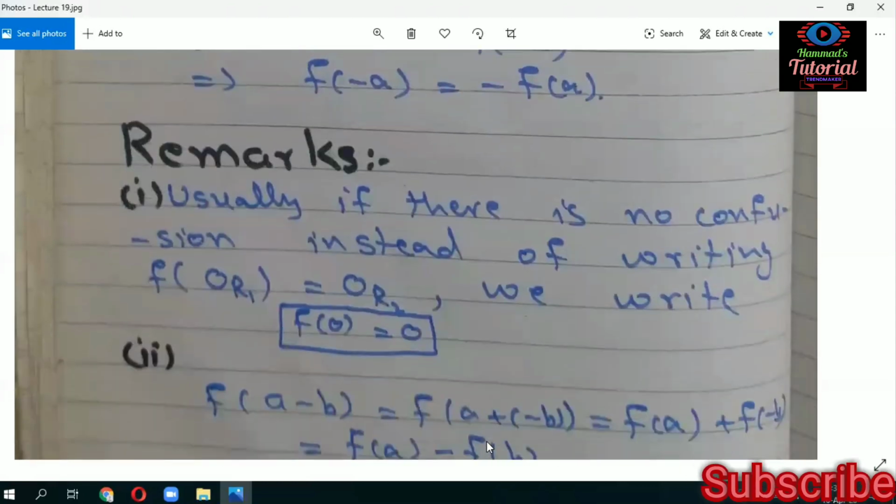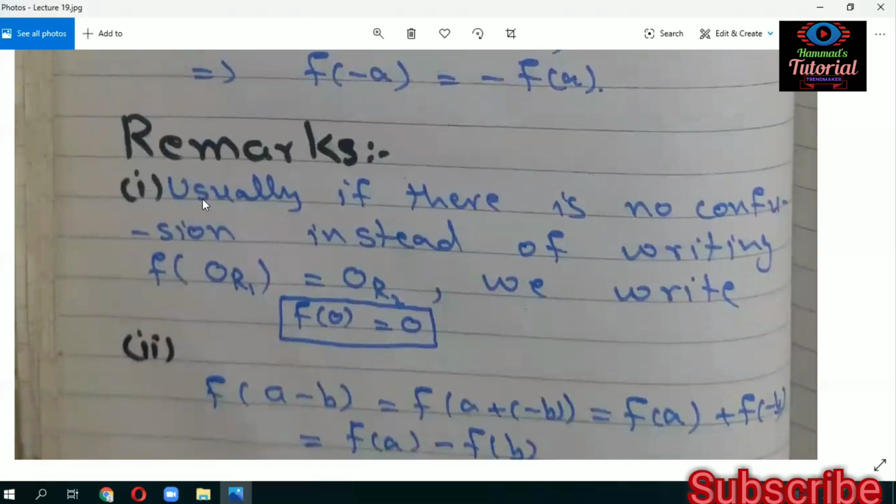Next we have remarks. Remark number 1: usually, if there is no confusion, instead of writing F of 0 R1 is equal to 0 R2, we just write F of 0 is equal to 0. It means it is understood that this 0 belongs to the first ring, that is the domain of F, and this 0 belongs to the second ring, that is the codomain of F.